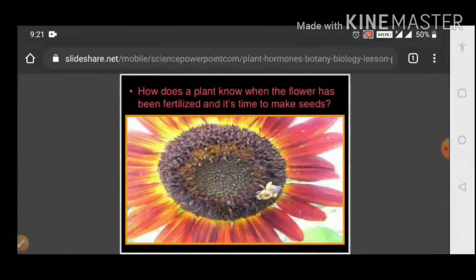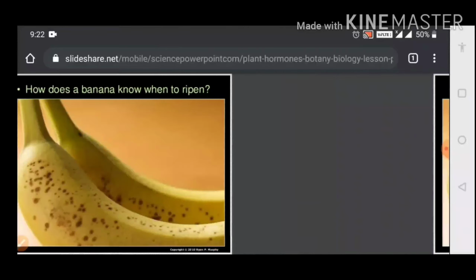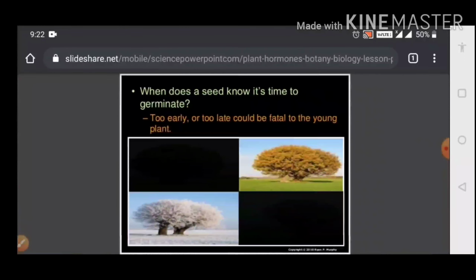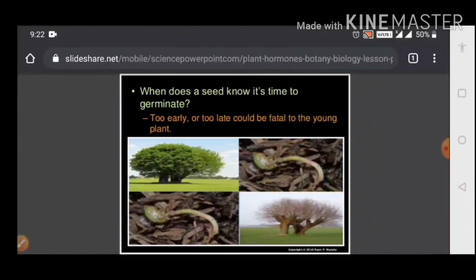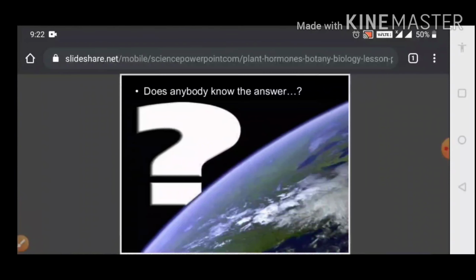How does the plant know that the flower has been fertilized and it's time to make the seeds? How does a banana know that it's time to ripen, right? More questions are there, like how does a seed know that it's time to germinate? Will anyone answer this question? How does the plant know all these answers? Because the plant doesn't have a brain.